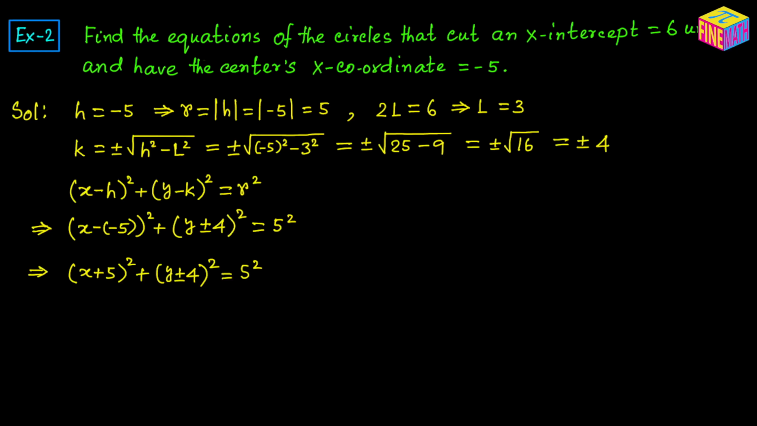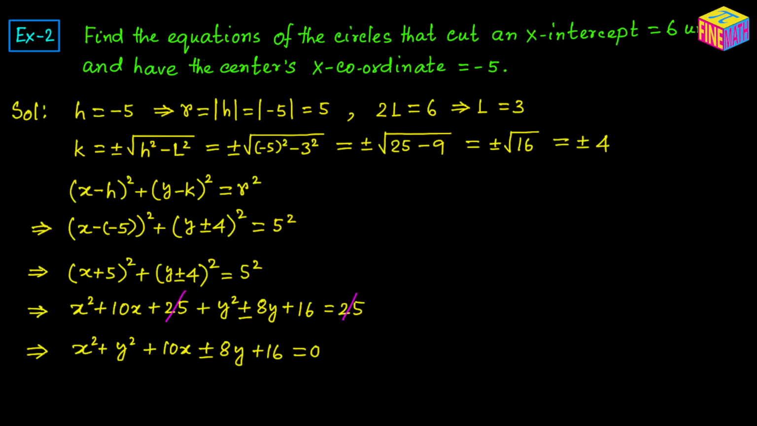And then if we expand it, it's going to look like this: x squared plus 10x plus 25 plus y squared plus or minus 8y plus 16 equals 25. And the positive 25 on both sides of the equation will cancel out each other. So we are going to be left with x squared plus y squared plus 10x plus or minus 8y plus 16 equals 0. And here we have actually two equations hiding.